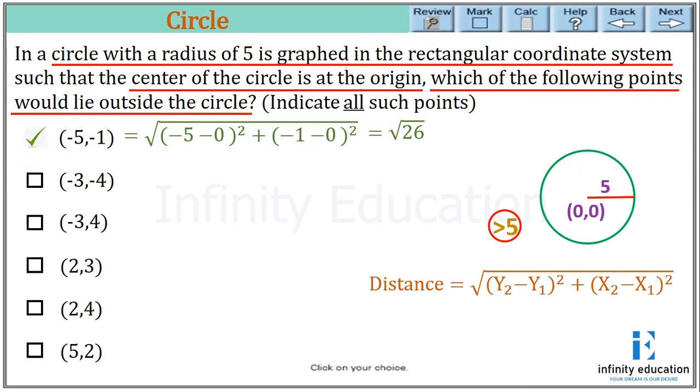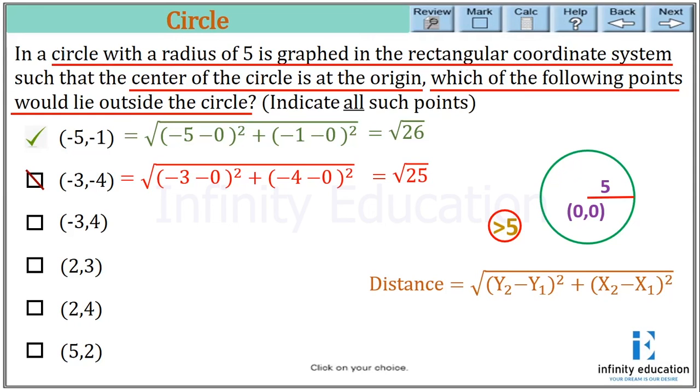The next one is -3, -4. Now, if we put the values -3, -4 and 0, 0, it will look like this: the square root of (-3 minus 0) whole squared plus (-4 minus 0) whole squared. That is the square root of 25, that is 5, which is equal to 5. So if I have this point, it should be on the circumference. It will not be more than 5. So I can eliminate it.